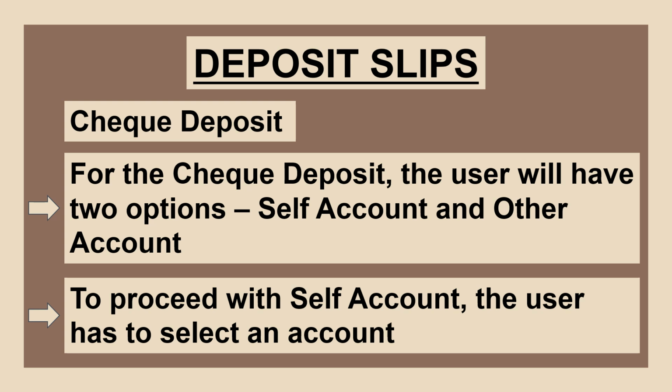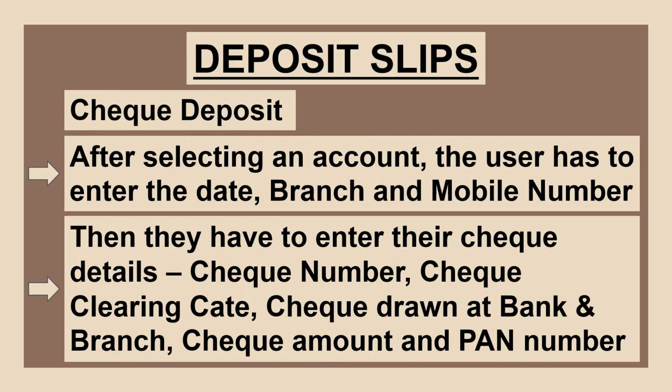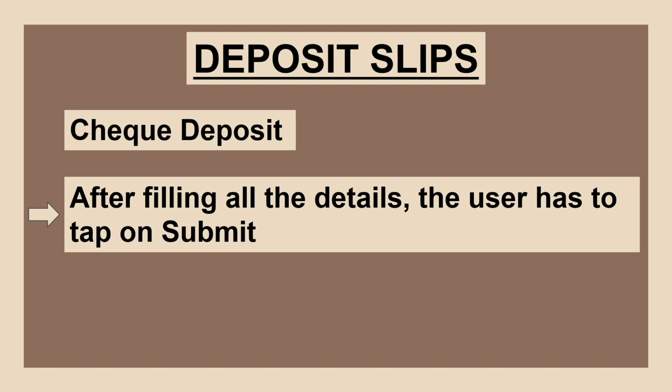Check deposit. For the check deposit, the user will have two options, self account and other account. To proceed with self account, the user has to select an account. After selecting an account, the user has to enter the date, branch and mobile number. Then they have to enter their check details: check number, check clearing date, check drawn at bank and branch, check amount and PAN number. After filling all the details, the user has to tap on submit.